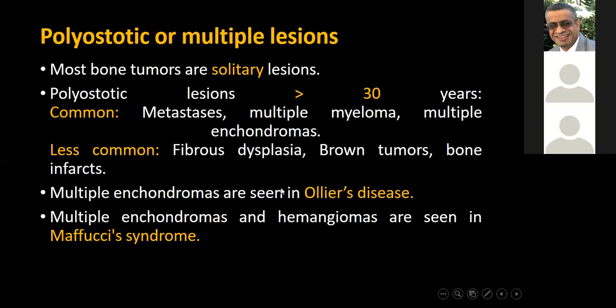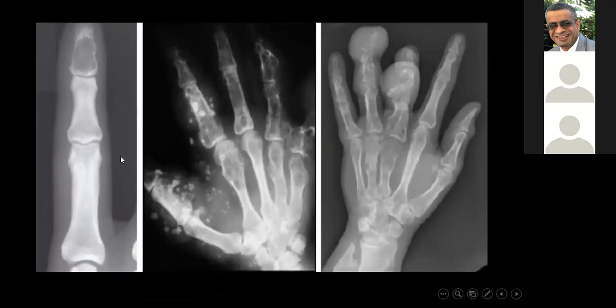Polyostotic or multiple lesions: most bone tumors are solitary lesions. For polyostotic lesions above the age of 30, the common causes are metastasis, multiple myeloma, and enchondroma in the form of Ollier disease, or Maffucci syndrome if it is associated with multiple hemangioma. This is a case of solitary enchondroma, and this is a case of multiple enchondroma, as we said in Ollier and Maffucci syndrome.